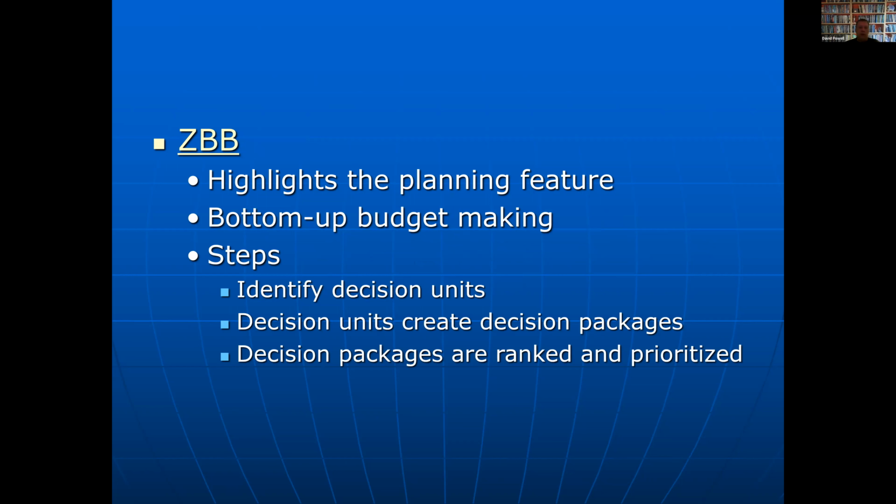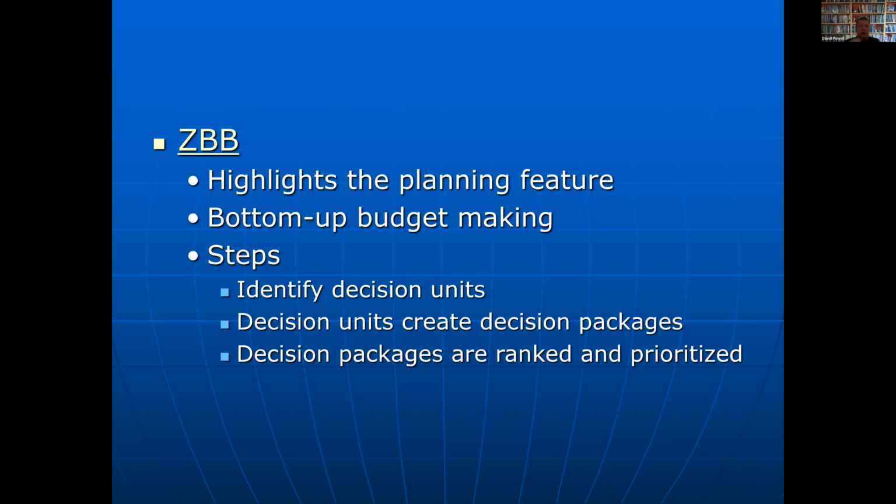But here's the way zero-based budgeting works. Zero-based budgeting is kind of a combination of rationality and garbage can model of decision making. But there's a whole lot of rationality involved in it. Zero-based budgeting is also used to try and emphasize the planning feature, the planning purpose of a budget document. So like program-based budgeting, zero-based budgeting also emphasizes this planning purpose for a budget document. But the way zero-based budgeting works is it is very much of a bottom-up type of budgeting process.